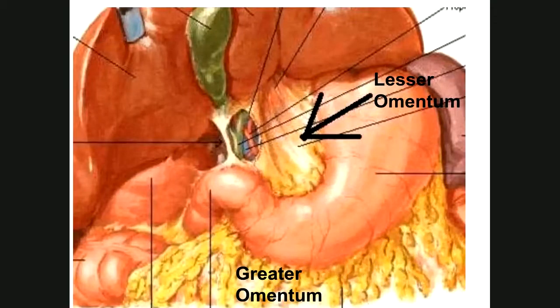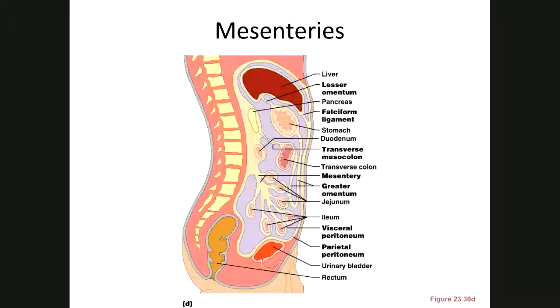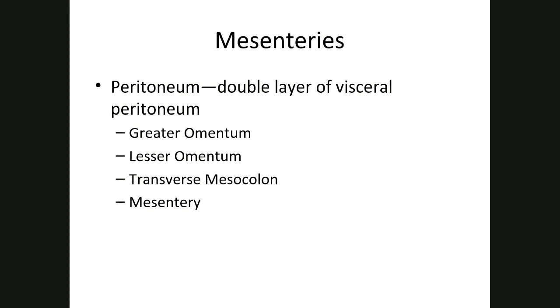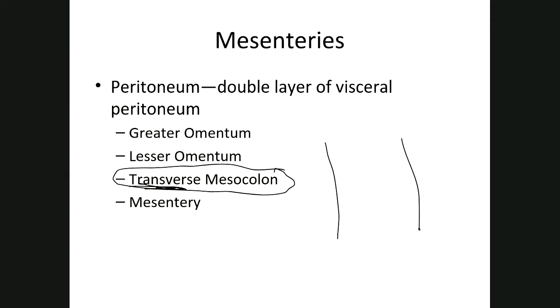And then the last one that we're going to talk about is the transverse mesocolon. It's called transverse because it goes across your body like this way. Transverse. And it's called mesocolon because it holds the colon in place. So if you look at the colon, this part of it, it holds it in place and connects it to the rest of the colon, which looks like this. And so it's going to hold it in place like that.